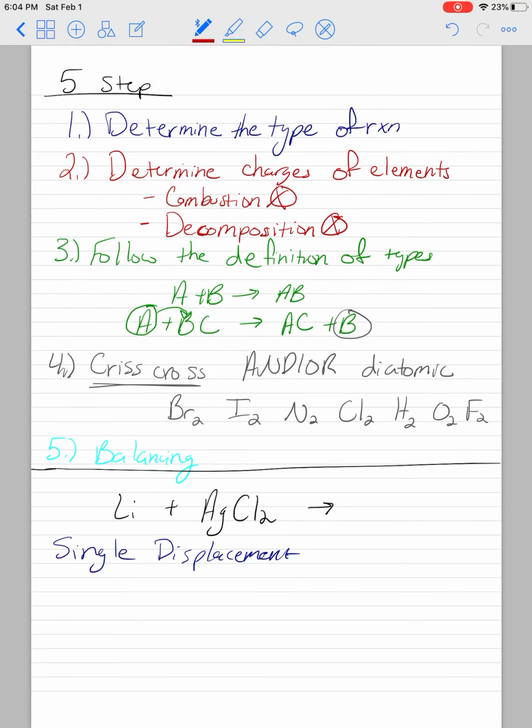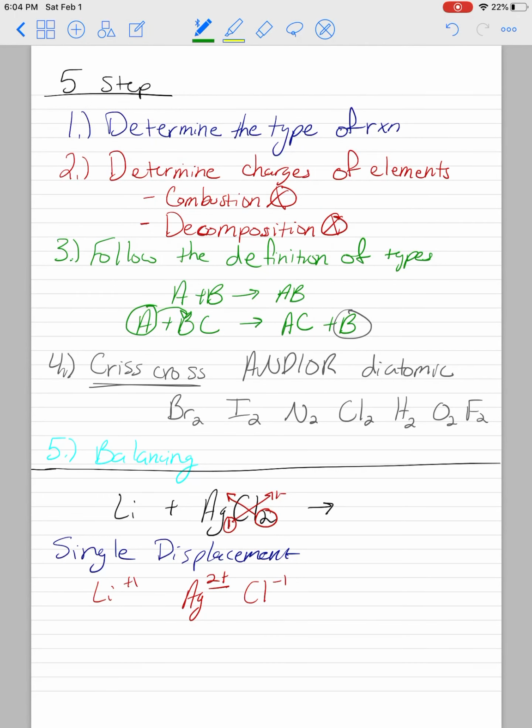Okay, so there's step 1. Step 2 is to determine the charges. Well, I know that lithium has a charge of +1, and I know that chlorine has a charge of -1. But here's the problem. Silver is a transition metal. So, what is the charge of silver? Well, I can use reverse crisscross rule to help me out with that. There's a secret invisible 1 right here next to silver, right? And we already know that that 1 came from chlorine's charge. So this 2 here next to chlorine must have come from silver's charge.